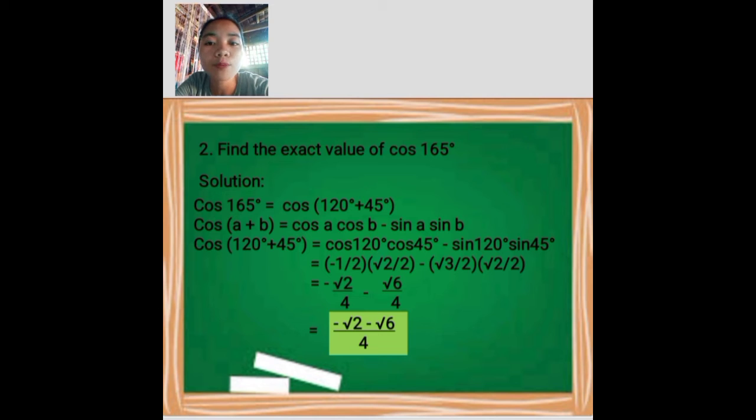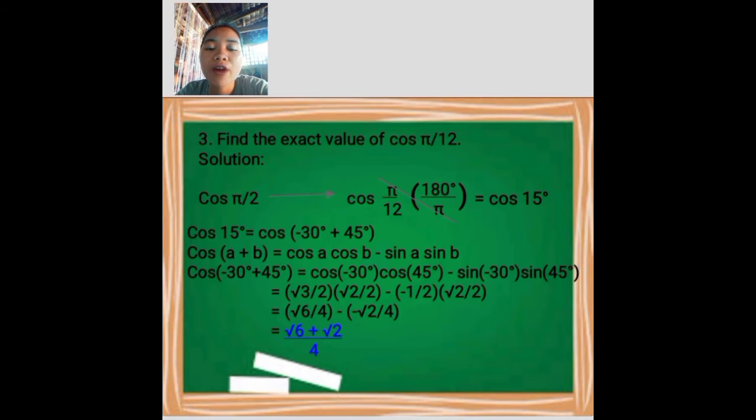So, let's multiply. We have negative 1 times square root of 2, we have negative square root of 2. Then, multiply the denominator, which is 2 times 2, we have 4. Minus square root of 3 times square root of 2, we have square root of 6. Then, 2 times 2 is equal to 4. So, our answer is equal to negative square root of 2 minus square root of 6 over 4.